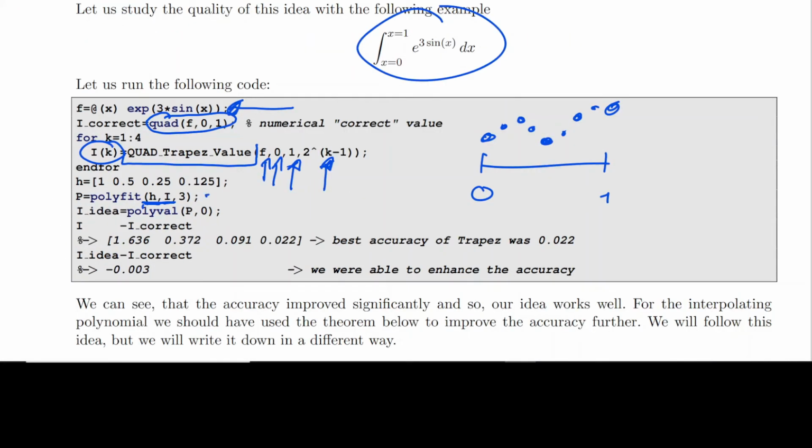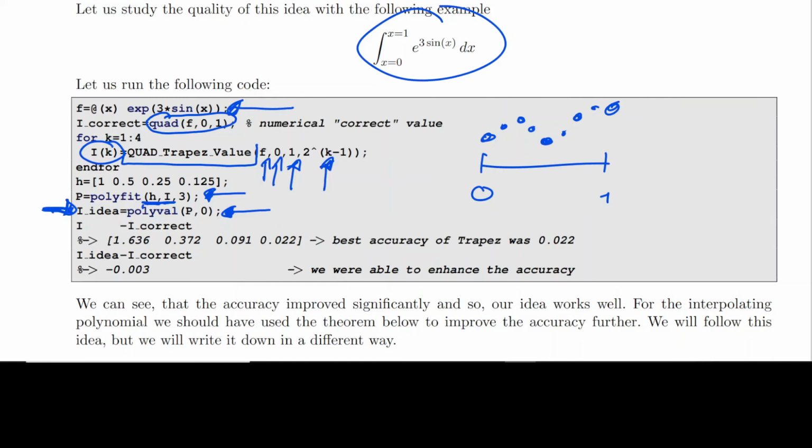Now we find the polynomial of degree 3 interpolating these 4 points, not the points here, but the points above in the corresponding diagram. And then we evaluate that polynomial at position 0. That will give us the value, and we hope that this value might be better than all the values before.